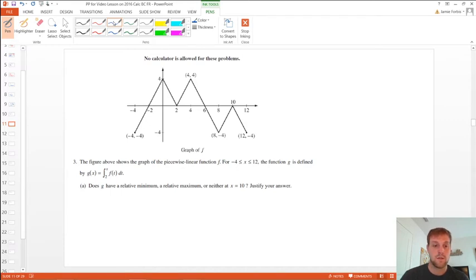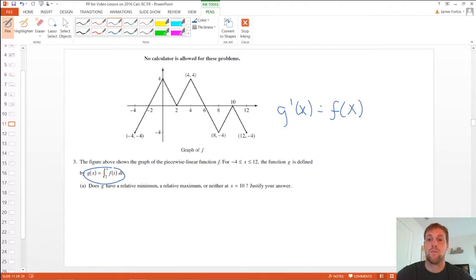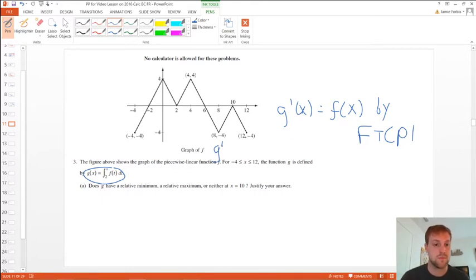It says the figure above shows the graph of the piecewise linear function f for -4 to 12, and the function g is defined by an integral from 2 to x. So we're going to make a note that g prime of x is equal to f of x by FTC part 1, the fundamental theorem of calculus part 1. So this graph given right here is the same thing as g prime. I think that's always a helpful thing to recognize at the beginning of these problems.